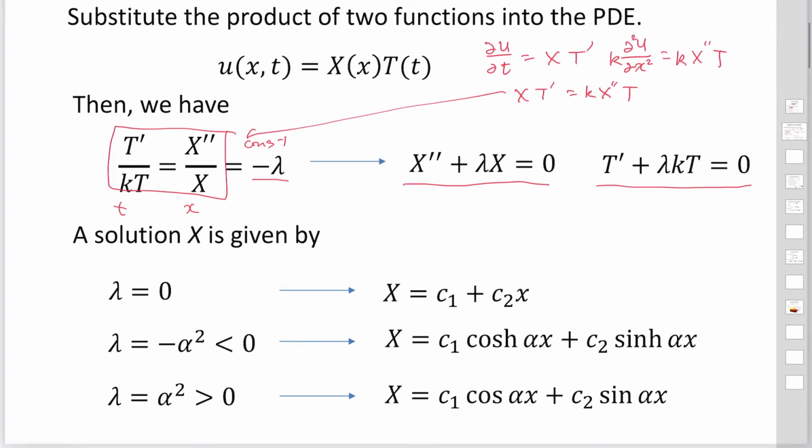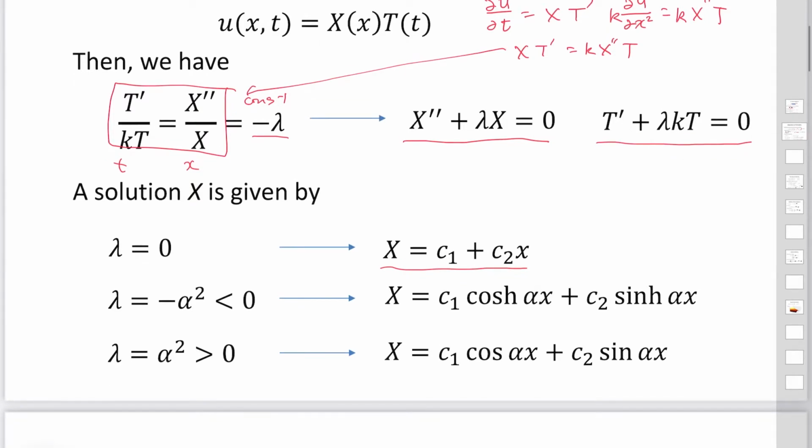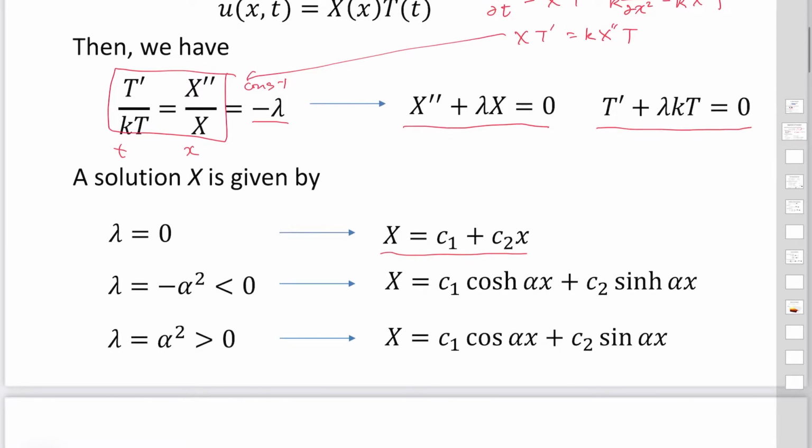When lambda equals 0, we can easily solve the equation for capital X: it is c sub 1 plus c sub 2 x. When lambda is negative alpha squared, then capital X becomes c sub 1 hyperbolic cosine alpha x plus c sub 2 hyperbolic sine alpha x. When lambda is a positive quantity, alpha squared, capital X becomes c sub 1 cosine alpha x plus c sub 2 sine alpha x.